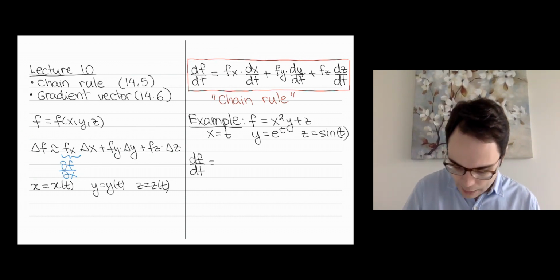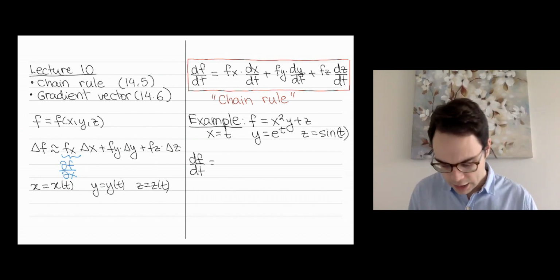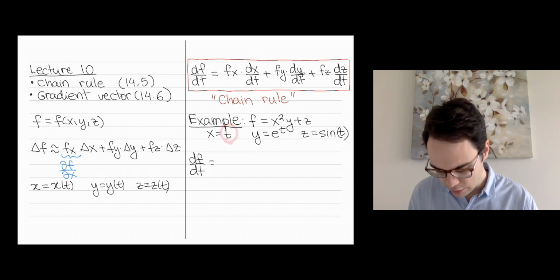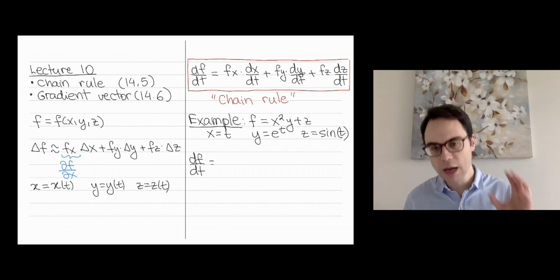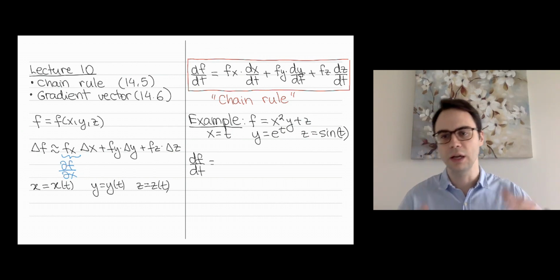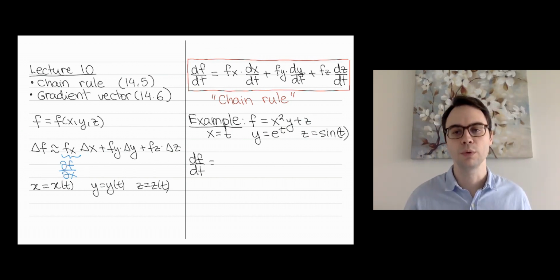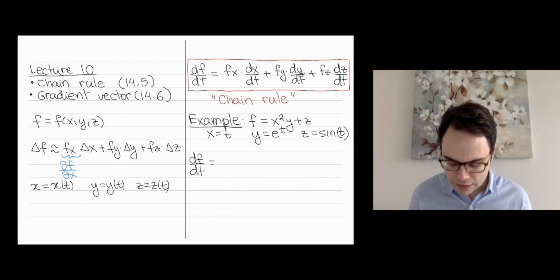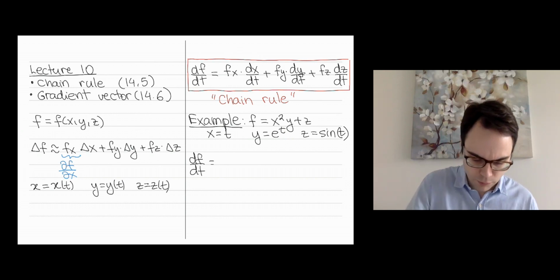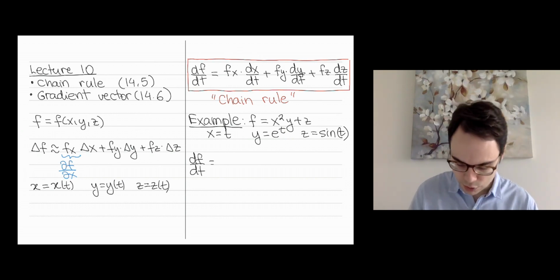So we absolutely could do this by just plugging in these formulas. Just plug t wherever I see an x in the formula for f, plug e to the t where I see y, and plug sine t where I see a z. I could just plug everything into the formula for f, then f would be expressed in terms of t, and then differentiate by using the composition and product rules and so on. And I would get the correct answer. Here's another way to do that. Just use the chain rule.